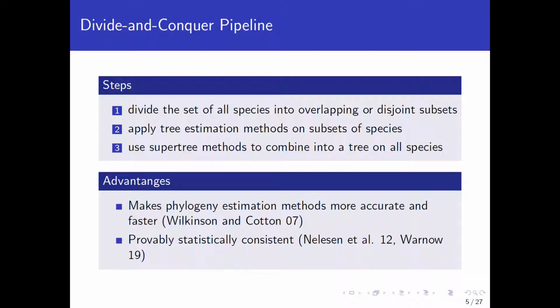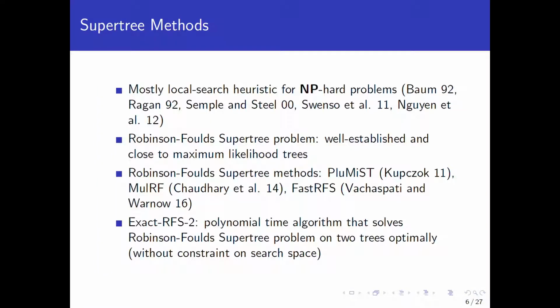So an important step in such a pipeline is the supertree methods. For the divide and conquer pipeline to be provably statistically consistent, we have to use supertree methods that can solve supertree problems optimally. However, current supertree methods which are most accurate are mostly local search heuristics for NP-hard problems. In particular, this talk will be focusing on the Robinson-Foulds supertree problem, which we will formally define later.